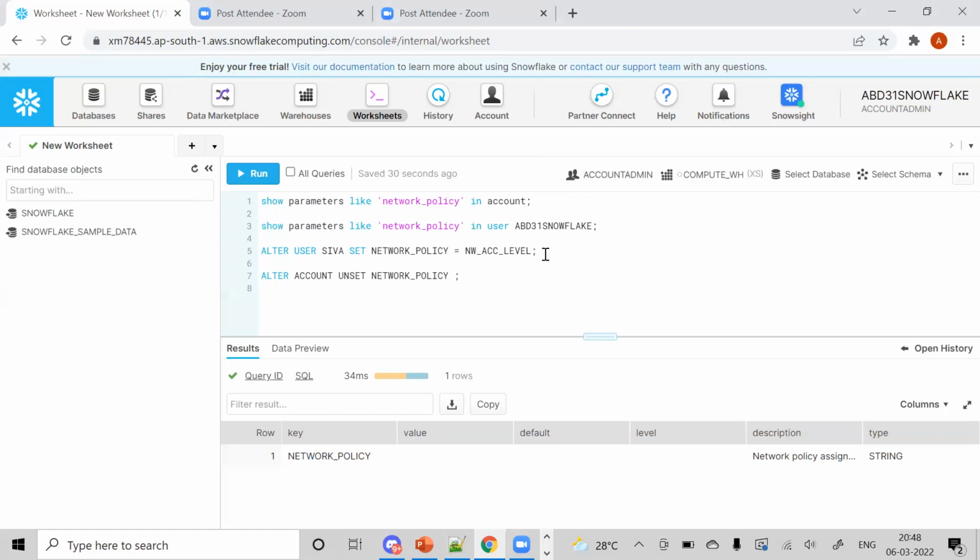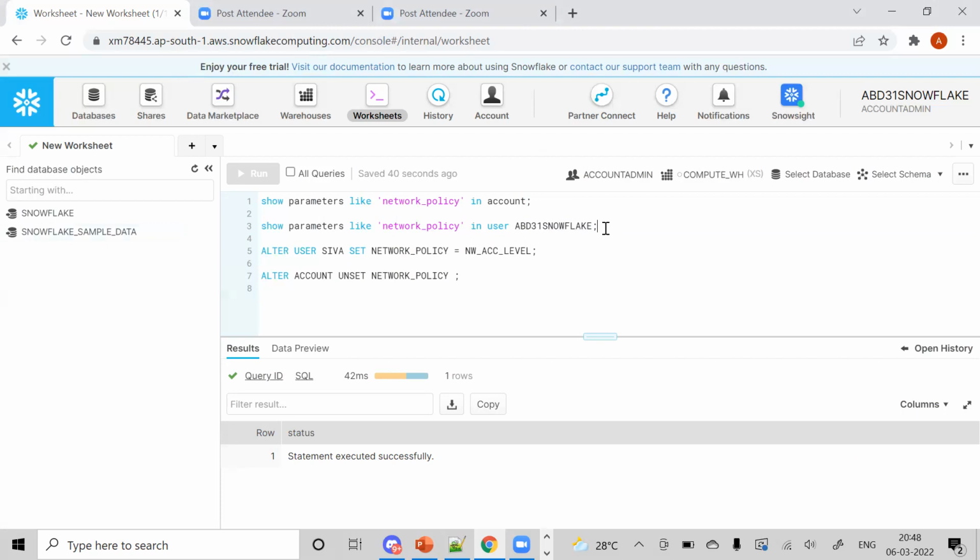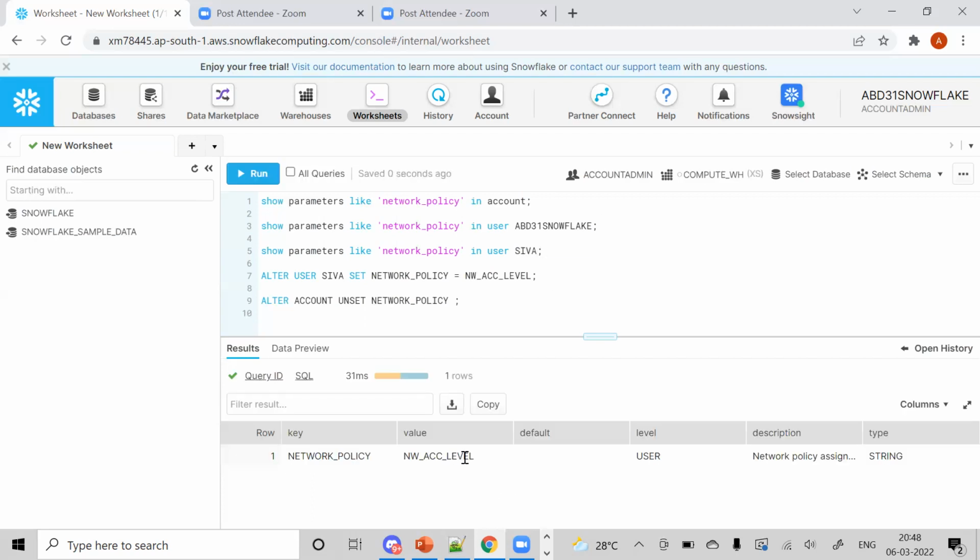Yeah, I did. Okay. So see, alter user Shiva set network policy equal to this, right? And if I say, Venkat, can you log in? Can you see if you are able to log in? If I say it for Shiva, see, it is at the user level, and it is only applicable to Shiva.